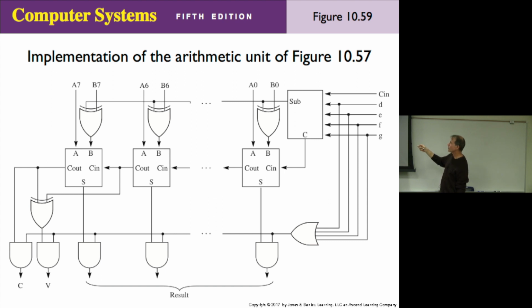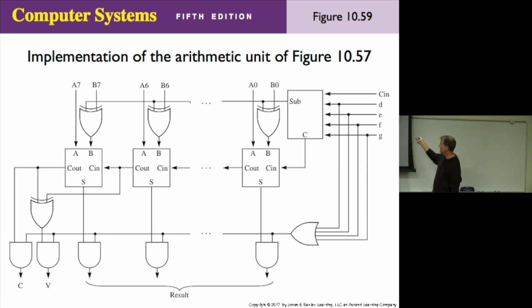Can you write a truth table for this? There are 2 outputs. There's a sub output and a C output. So could you write a truth table for this? I think one of your exercises is to write a truth table for this box. Does everybody understand what it needs to do? You still have a question about how to write the truth table for this?